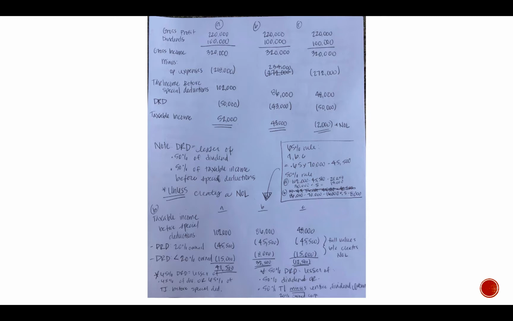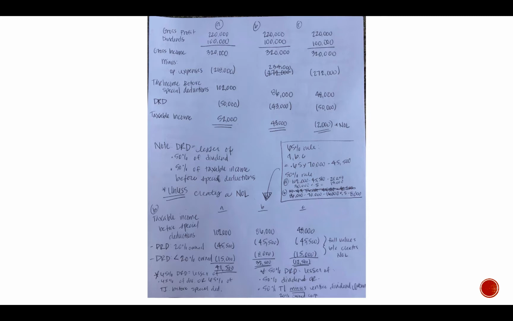And then we'd apply the 50% limit to that. So 50% of $32,000 is $16,000. So in Part A, 50% of the dividend is going to be our dividends received deduction for the less than 20% owned stock, making our taxable income $41,500.